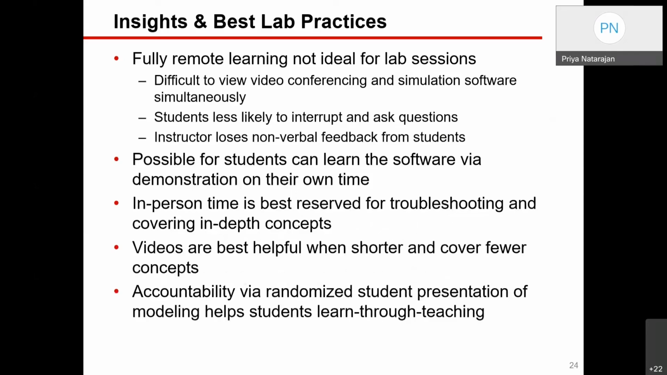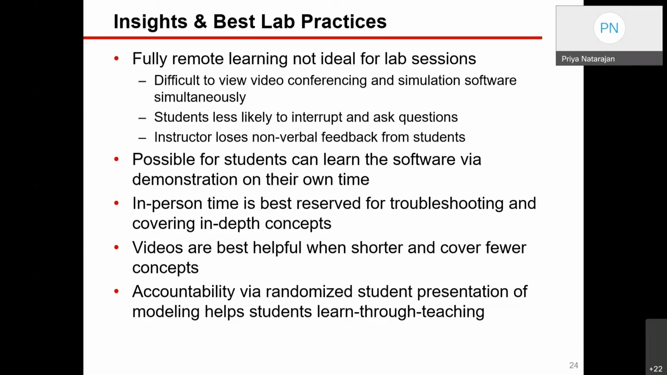And so from both of these experiences, I find that fully remote learning is not ideal for lab sessions. You just lose a lot. You lose real estate on your monitor space. Students also feel a little bit more inhibited to ask questions. And then when I'm teaching in person, you can sort of tell from people's body language or the expressions on their face if they're confused, if they're lost, if they're getting bored. And since I am on my computer with the software open, I don't see any visual feedback at all.